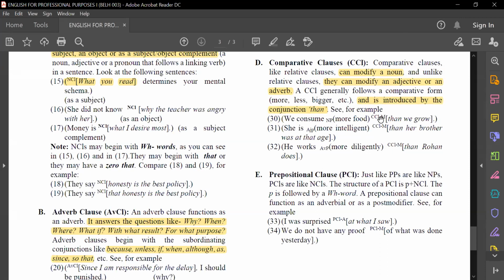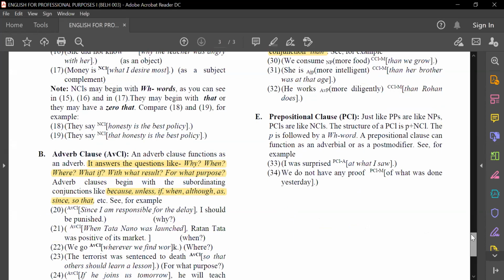So we consume more food than we grow. She is more intelligent than her brother, and he works more diligently than Rohan does. So as we can see, this conjunction than is working in all the cases, and we have a noun, we have an adjective, and we have an adverb which is being modified within the comparative clause. Okay, so these 3 cues will help you in identifying the comparative clause in a running sentence. Okay, now the last one, is it clear, everyone?